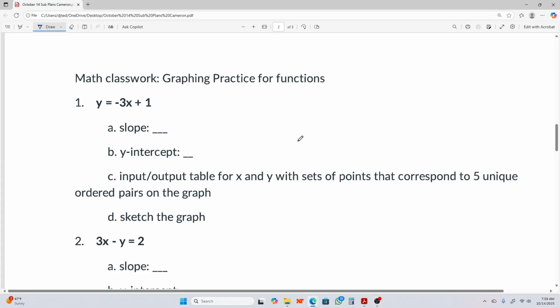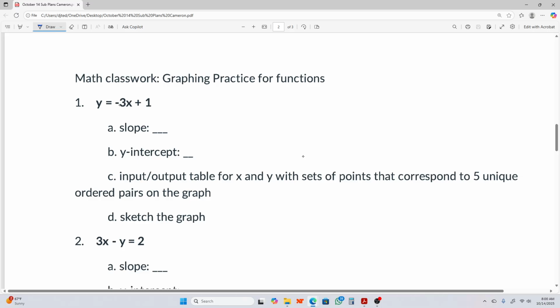Okay, guys, we're going to look at your assignment for today. The first question is asking you to graph y equals negative 3x plus 1. It's asking for the slope, the y-intercept. I want you to make an input-output table for x and y with sets of points that correspond to ordered pairs on the graph, and then sketch the graph.